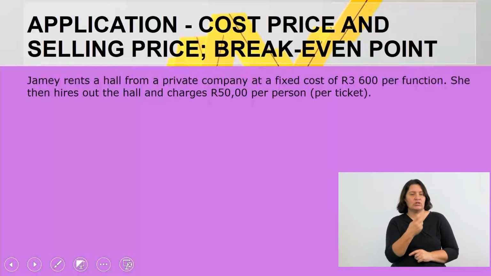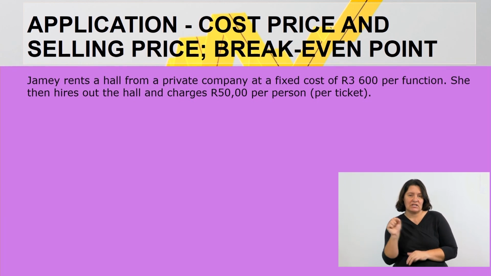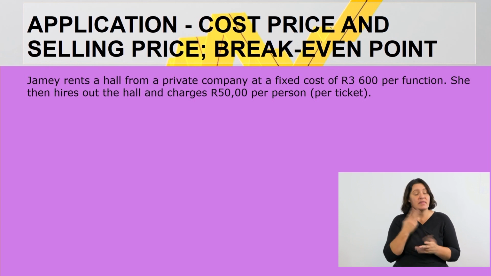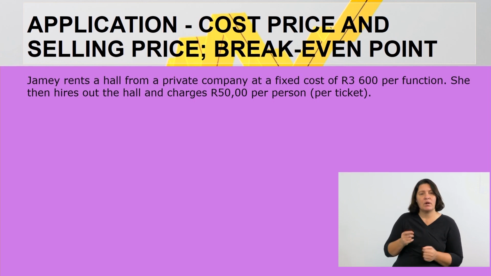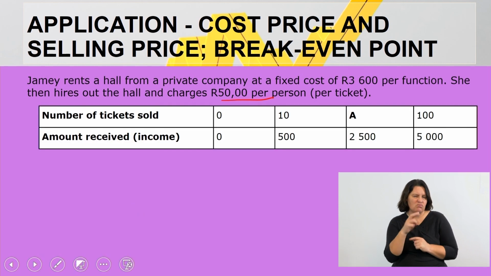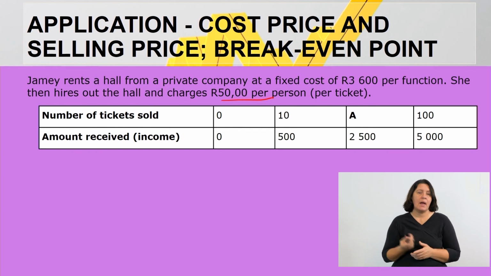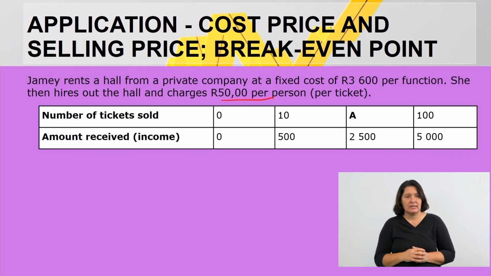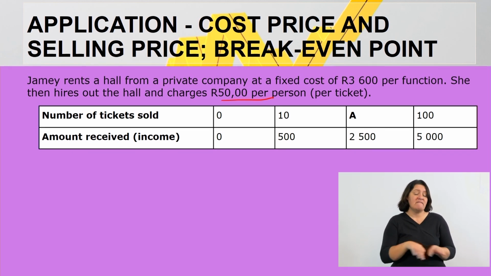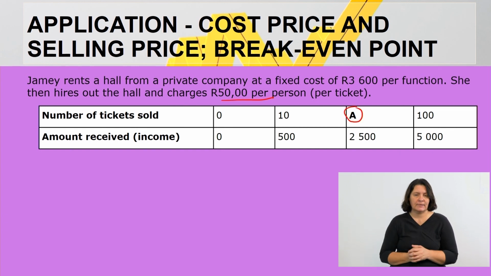So I'm looking at the question saying, Jamie rents a hall from a private company at a fixed cost of 3,600 Rand per function. She then hires out the hall and charges 50 Rand per person. That means per ticket, right? Then a table is presented here, number of tickets sold, amount received in Rand. Then we'll also notice here that there's a missing value A, right? But all the other values are completed for us.